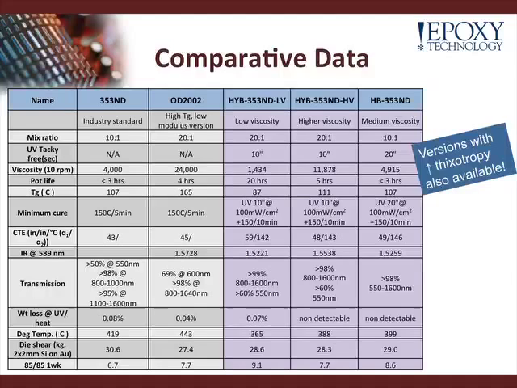You can see the three columns on the right are the three new hybrid systems that we're putting out. These are very comparable in terms of their pot life, their viscosity, their TG, cure times, all very comparable properties. The thing I really want to draw your attention to here is the bottom two rows, the die shear and the 85-85.